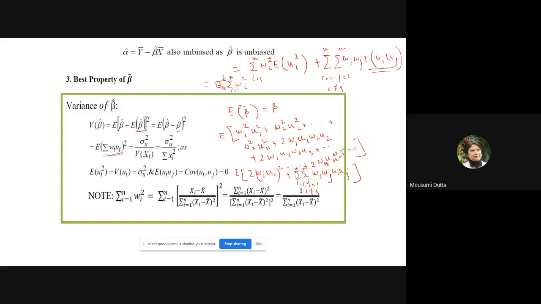Please add since expectation of ui square is equal to sigma u square by the assumption of homoscedasticity, and expectation of ui uj is equal to 0 by the assumption of non-autocorrelation.